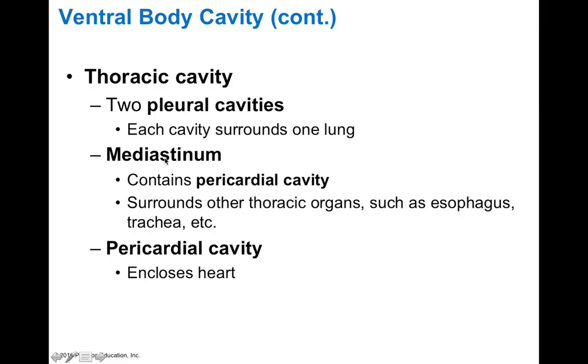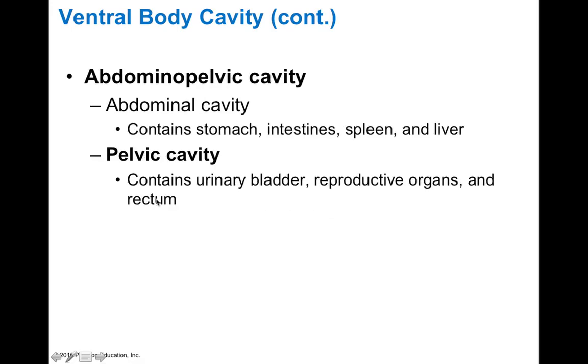And then the mediastinum also surrounds other thoracic organs like your esophagus, your trachea, the thymus. All of these are located within the mediastinal cavity. There's only one of these, and central in the thoracic cavity. The pericardial cavity is a subcavity of the mediastinum, and this is one that encloses or encases your heart. And remember, the thoracic cavity is separated from the abdominal pelvic cavity by the respiratory diaphragm. It's that sheet of muscle that separates the two cavities.